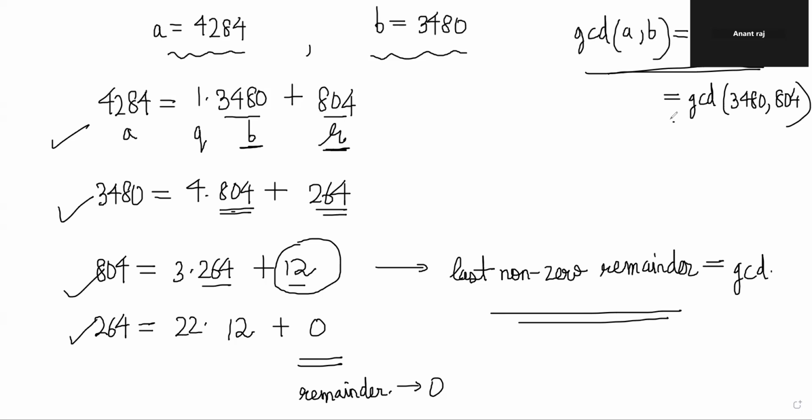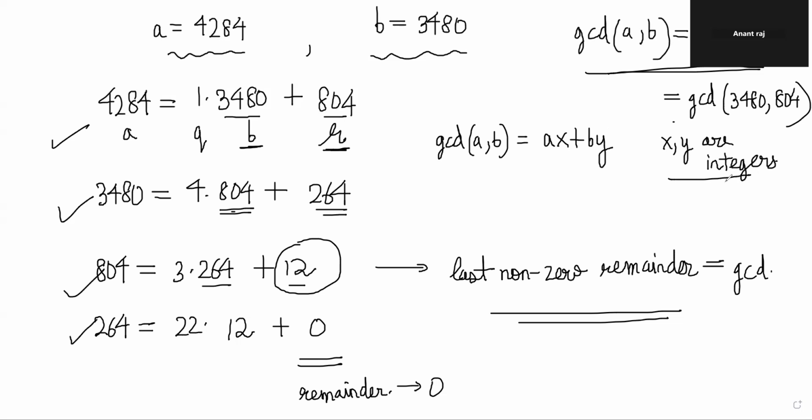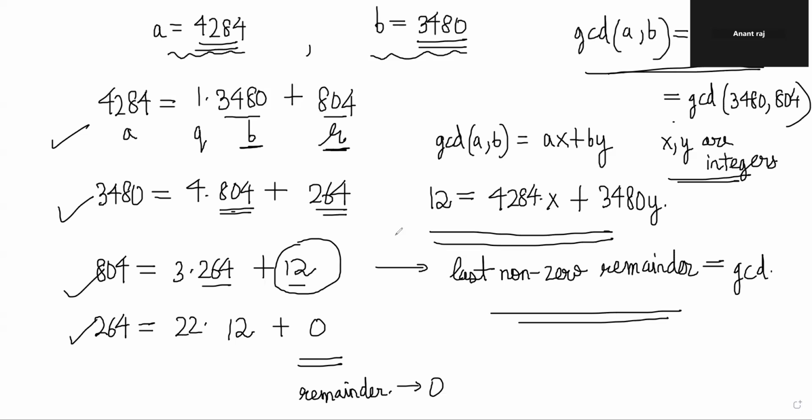Now you can also say that we had learned earlier that GCD of A and B can always be written as AX plus BY, where X and Y are integers. We had seen that earlier in one of the classes, right? So now, if I wanted GCD of 4284 and 3480, I have already found it is equal to 12, right? So I should be able to write it as 4284 into X plus 3480 into Y, right? There should be X and Y such that this equation is true, right?